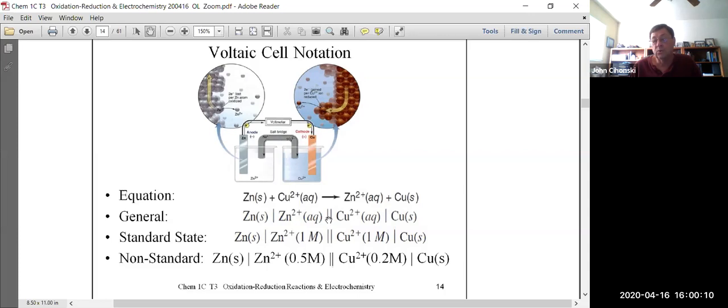Now, we are going to make the assumption that the salt bridge composition does not matter as long as it does not interfere with the chemistry that's going on. In other words, it's like a net ionic equation. The ions are there, but they do not participate in the chemistry. Okay, so this is the general equation we would write.